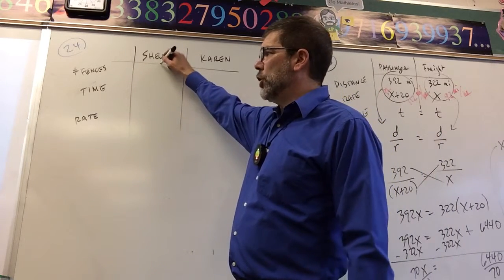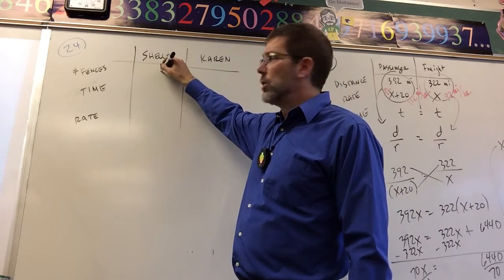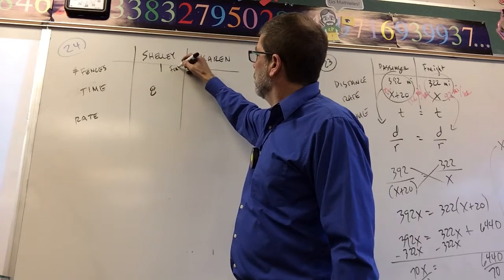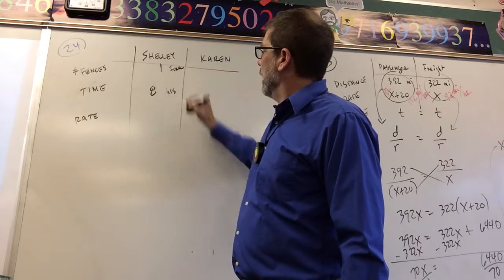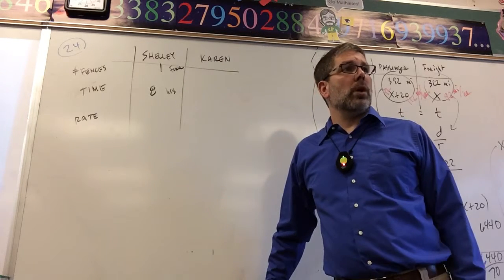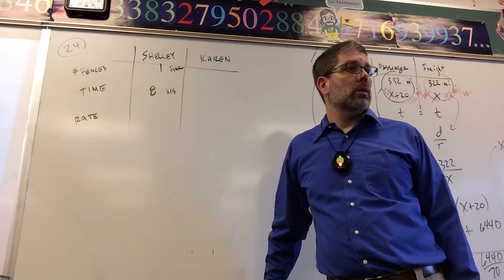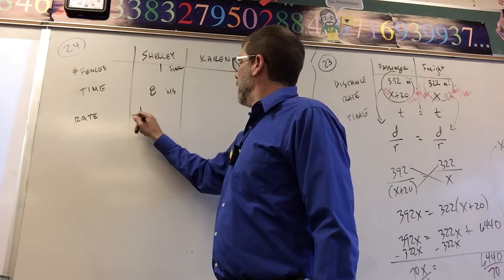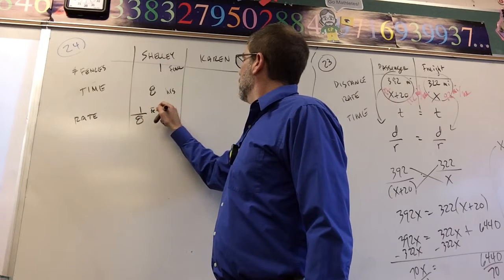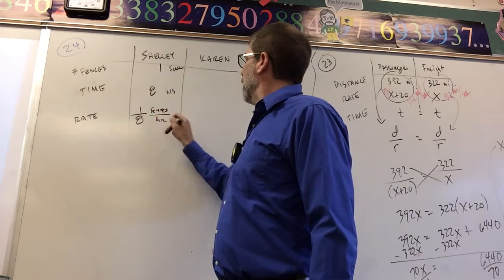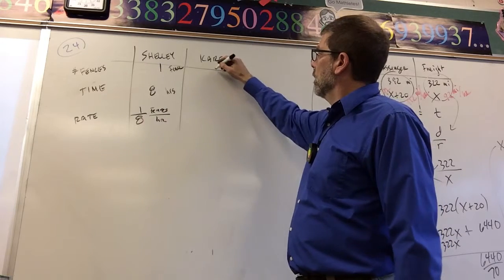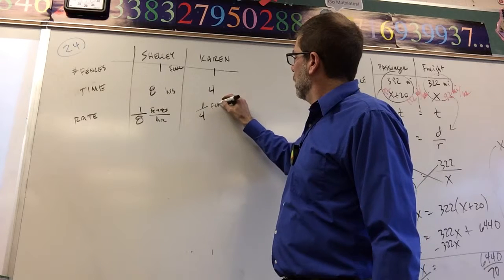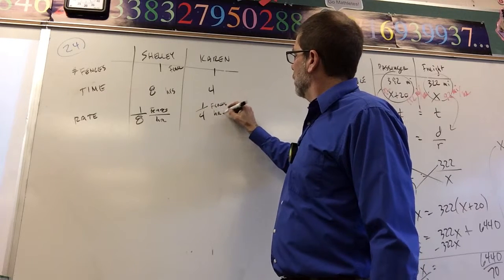Well, let's see. She can paint one fence in 8 hours. One fence in 8 hours. So what is her rate in fences per hour? Yeah, it'd be 1/8 fences per hour. That's her rate. Karen does 1 in 4, so her rate would be 1/4 fences per hour.